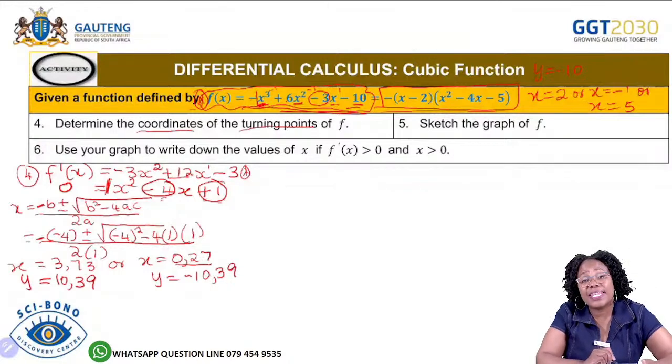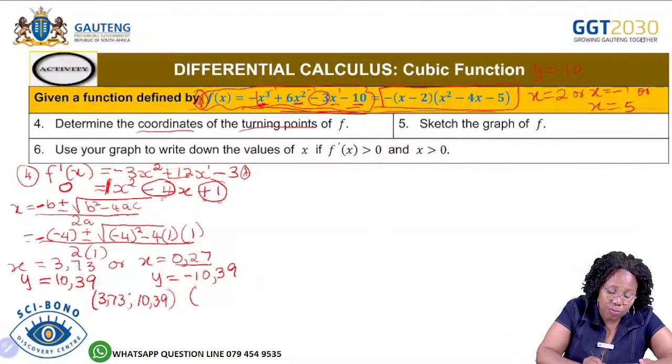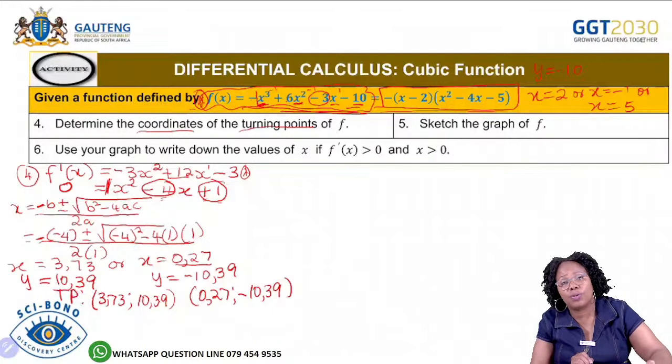Remember, they said they need this in coordinate form. That means for the first pair here, it will be 3,73 coordinating with 10,39. For the second bracket, it will be 0,27 coordinating with minus 10,39. Those are the stationary points, or the turning points, of that particular function.